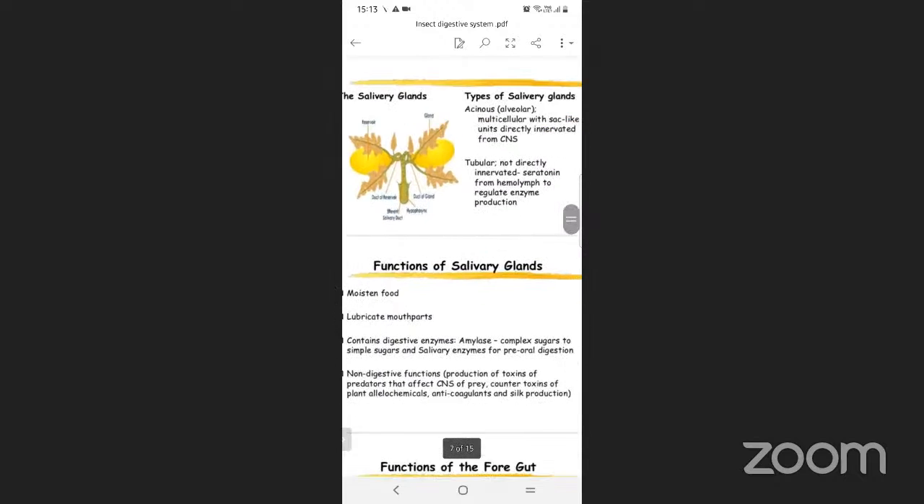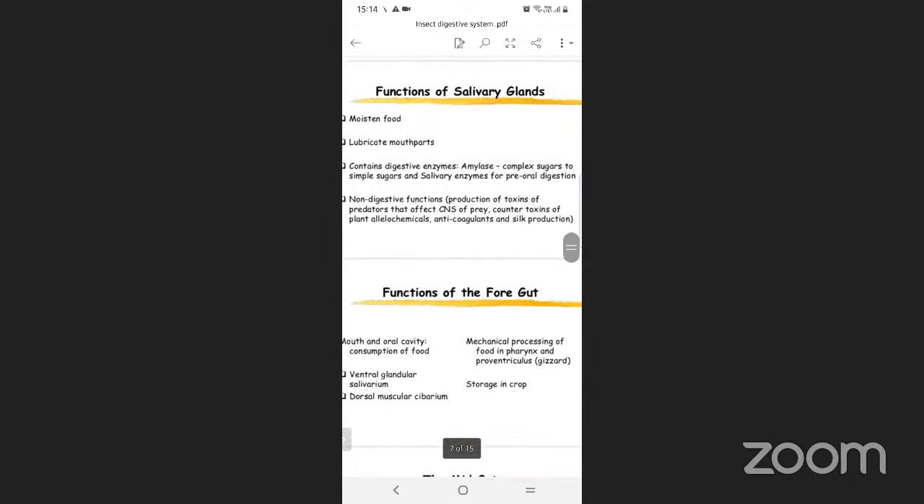Coming to the functions of the salivary glands: to moisten the food, lubricate the mouth parts, and contain digestive enzymes, such as amylase, which converts complex sugars to simple sugars, and salivary enzymes for pre-oral digestion. Non-digestive functions include the production of toxins in predators that affect the central nervous system of prey, countering the toxins of plant allelochemicals, anticoagulants, and silk production. So even the salivary glands play an important role in silk production.